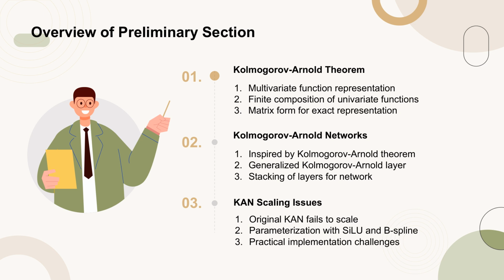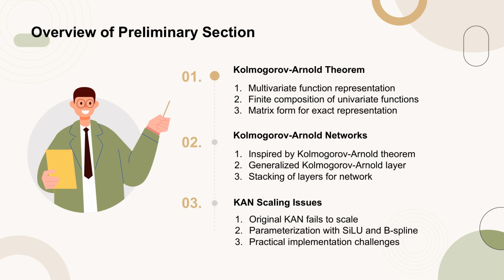The preliminary section introduces the Kolmogorov-Arnold representation theorem, which states that any multivariate continuous function can be expressed as a finite composition of continuous univariate functions. This theorem is foundational for the development of Kolmogorov-Arnold networks, KAN, which generalize this concept into neural network layers. However, the original KAN faces challenges in scaling, prompting the use of parameterization with SiLU activation and B-spline functions to address these issues.